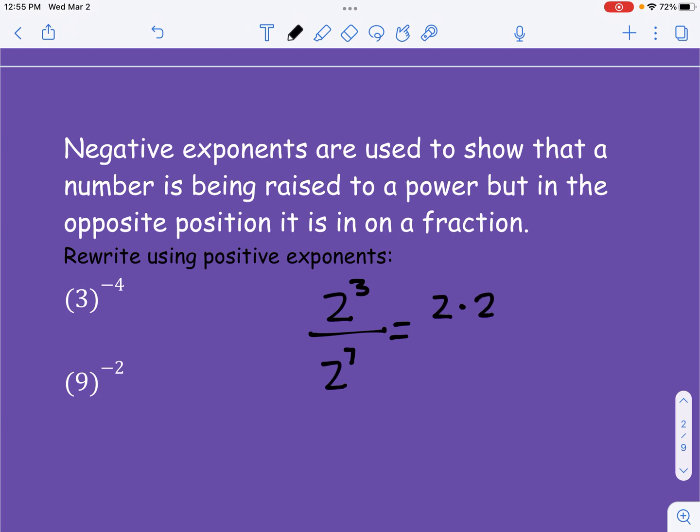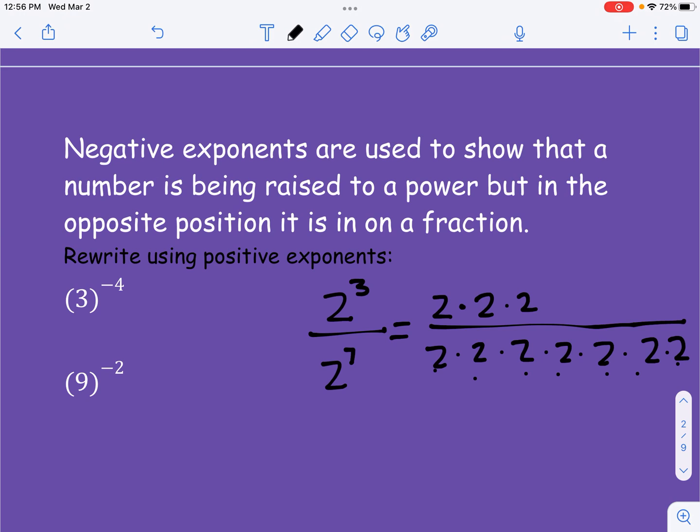So I can rewrite this as 2 times 2 times 2, right? And then I can rewrite this one as 2 times 2 times 2 times 2 times 2 times 2 times 2, right? So I've got 3 2's here, 1, 2, 3, and I've got 1, 2, 3, 4, 5, 6, 7 of them down here. So think about what you know about division and what you know about fractions.